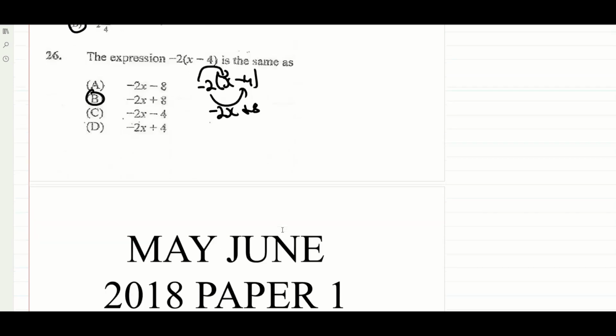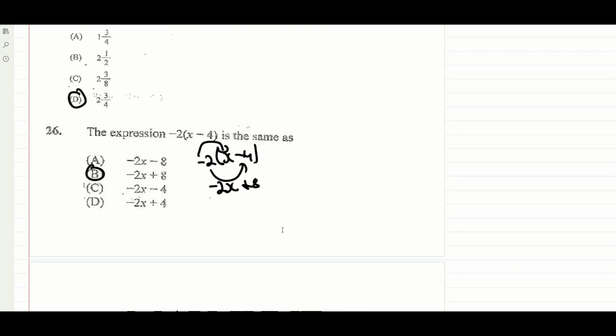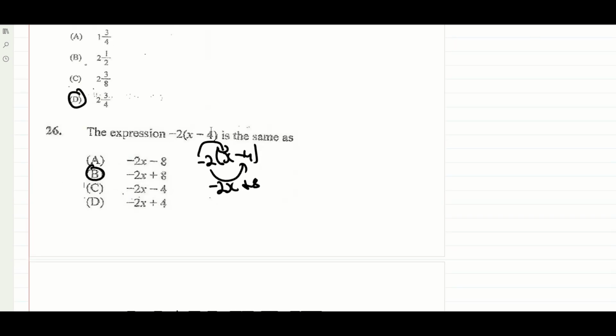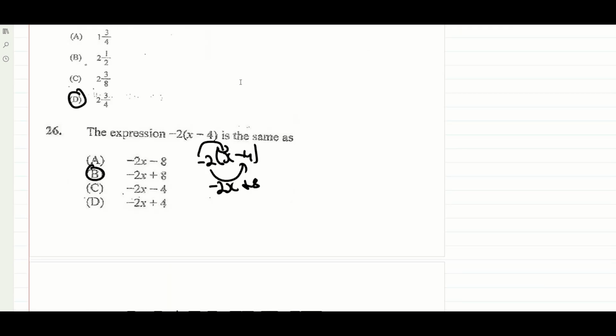Alright, so we'll end here today for all of section 6, that is the algebra questions, number 21 to 26.